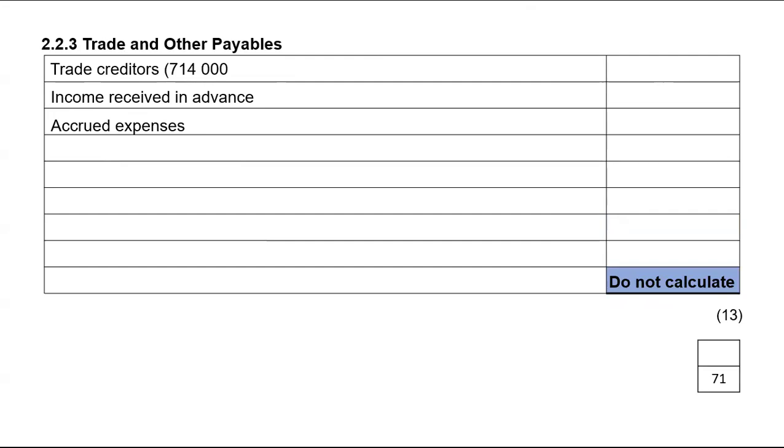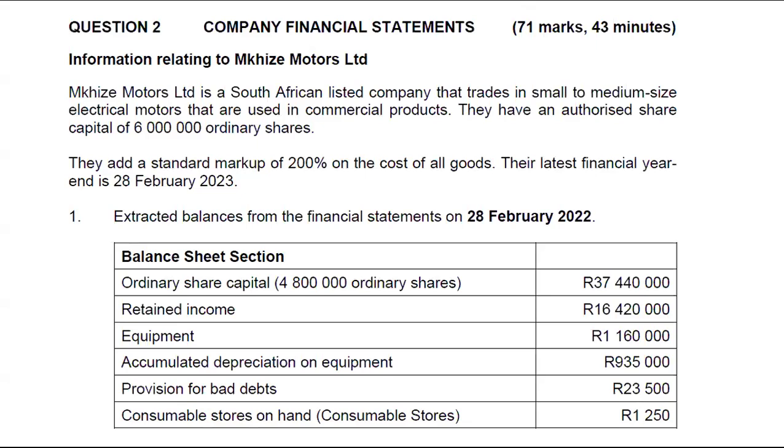For now, that information is immaterial. I can't use it at all. They add a standard markup of 200%. Highlight that on the cost of all goods. Their latest financial year end is the 28th of February 2023. But then they gave us extracted balances from the financial statements on the 28th of February 2022.